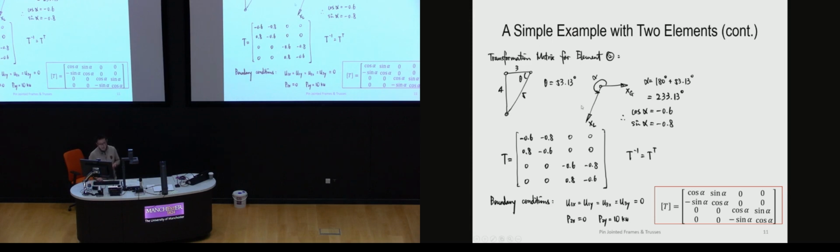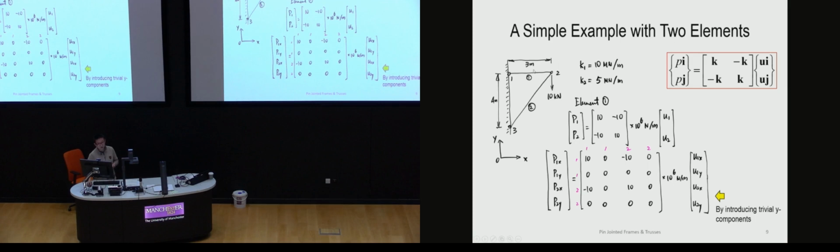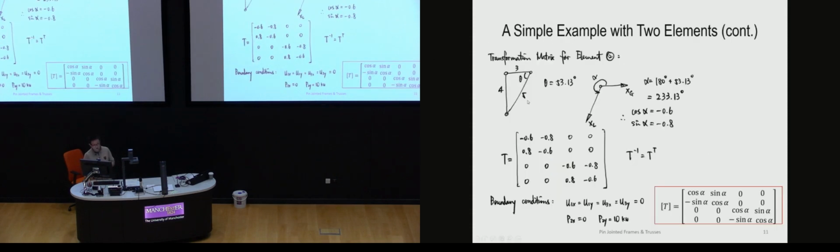Okay? So if you're looking at the length, this is 3 meters, 4 meters. So basically that means this length is the square root of 3 squared plus 4 squared. That gives you 5, right? So the length of element 2 is 5 meters. That's why this is 3, this is 5, this is 4. Okay? So you're getting the angle theta, and this theta plus 180 degrees gives you the angle alpha.